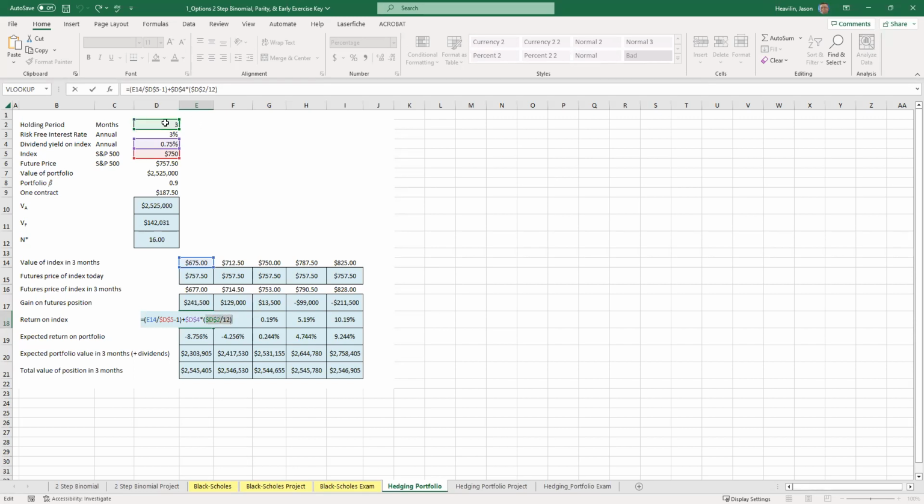I'm taking D2, the 3 months, divided by 12 months to account for that quarter of a year. It's not the entire year, so we don't get the entire 0.75%. We only get 1/4 of that. And that's what's happening here. So once you have the capital gains yield and the dividend yield, your total return, in this case a loss, is negative 9.81%.